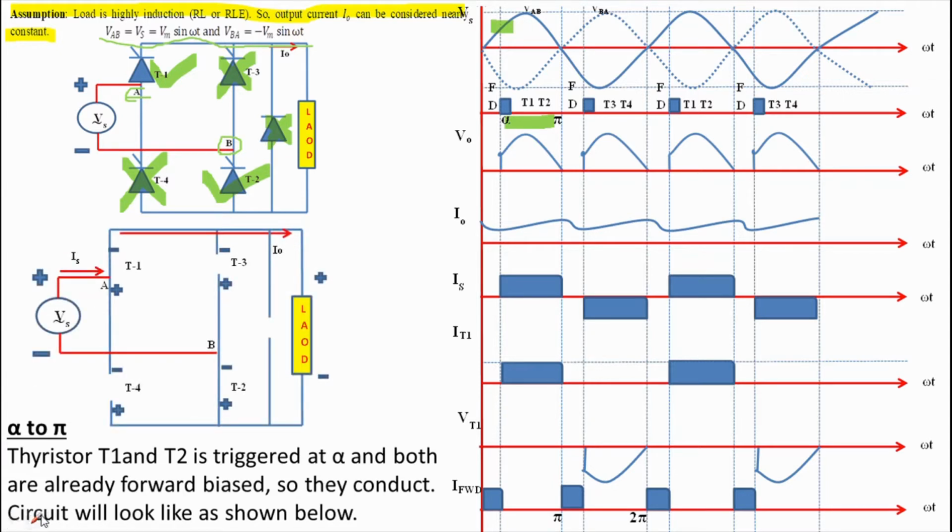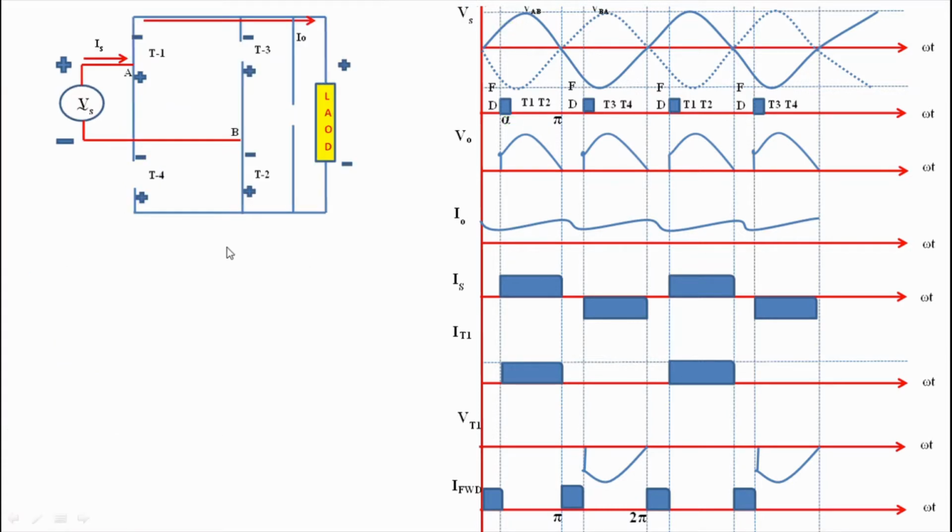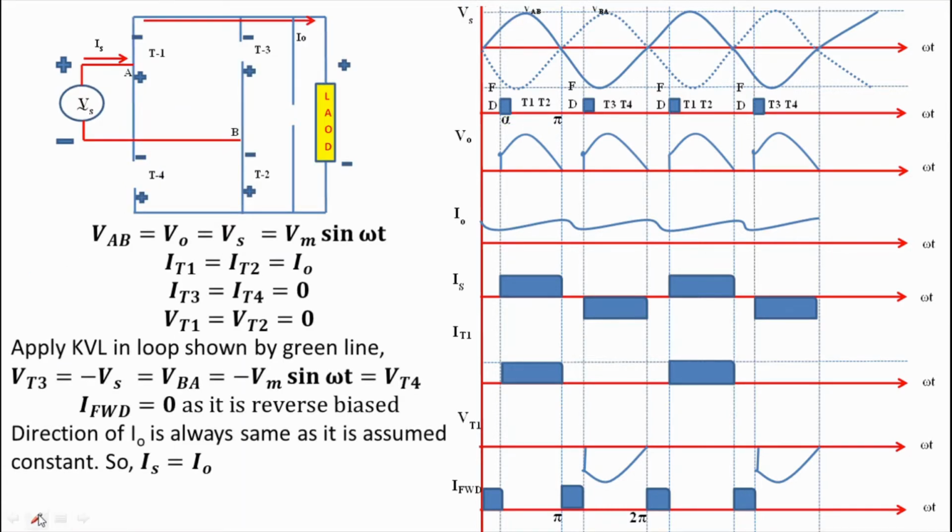As soon as T1 and T2 are fired, the current shifts from thyristor T3, T4 to T1 and T2. So the circuit will look like this. Here current will follow the path Vs, T1, load and T2. Apply KVL in this loop. We get V0 is equals to VAB and that is equals to Vm sin omega t. And here source current is equals to I0. You can clearly see this from the circuit.